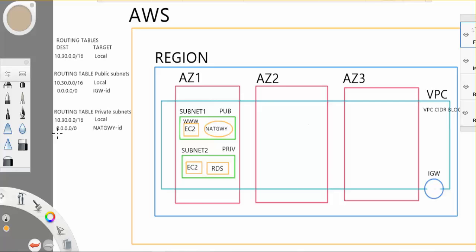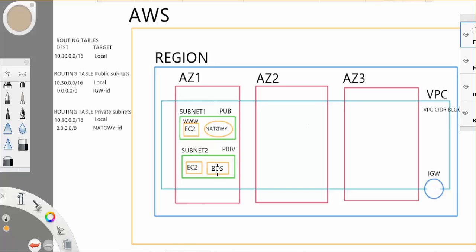Now, this 0.0.0.0/0 means the internet, same way as we did before. And in this case, what this says is, if you want to go to the internet, use the NAT gateway as the means to go there.